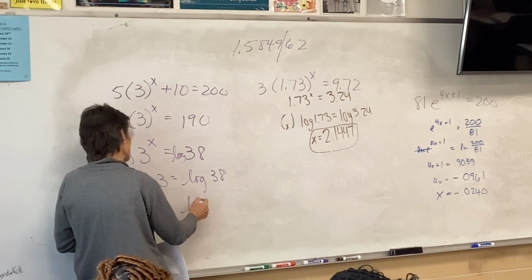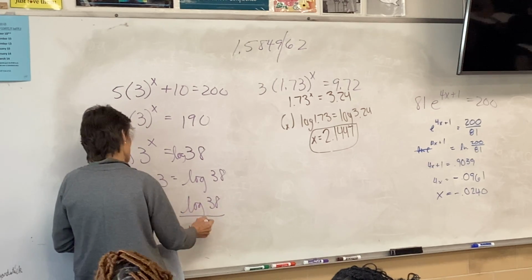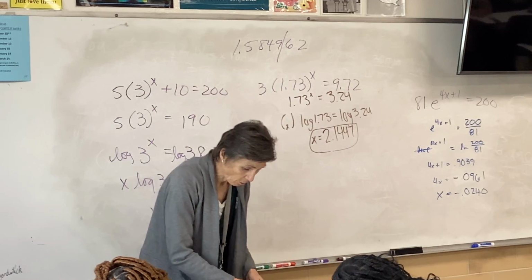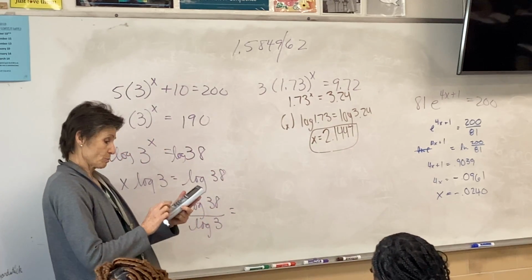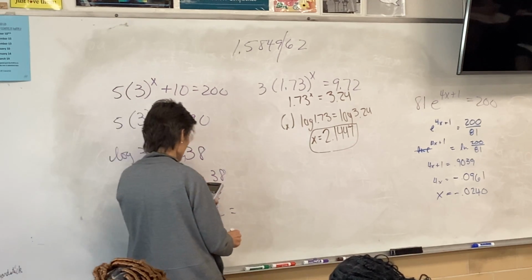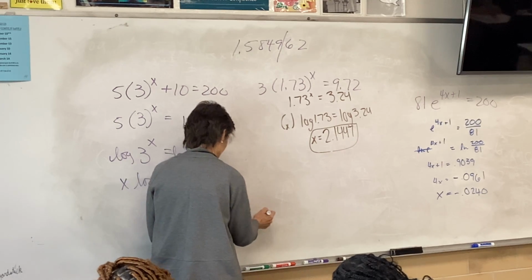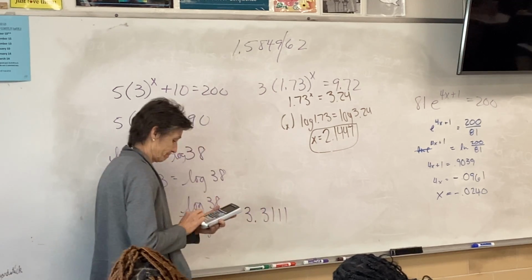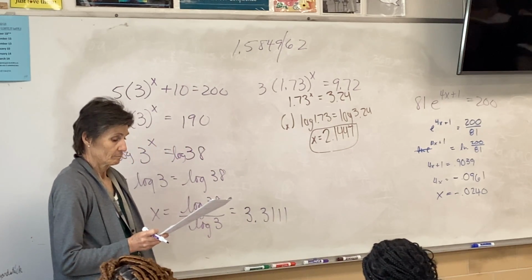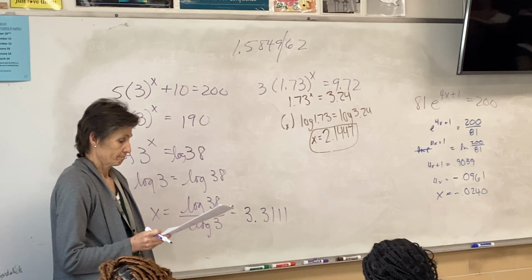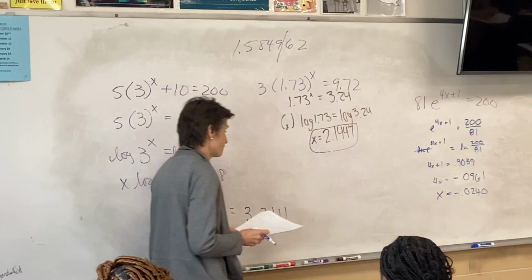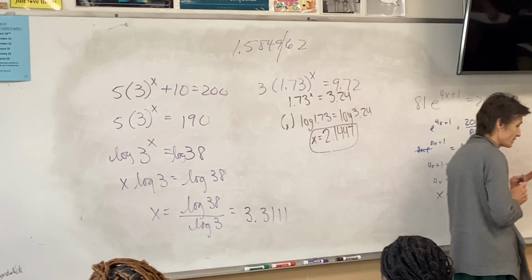You need to write down as many steps as you need to write down. I'm writing down like all the steps. You may not need to write down all the steps. Don't skip too many though. We don't want you to get messed up. 3.3111. Alright. Make sure you're okay with that. Are you okay with that?